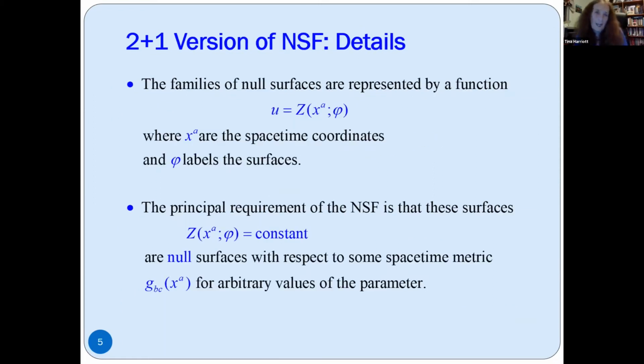So in order to understand what's involved in finding solutions in the 2+1 NSF, I'm going to give a few more details. One begins by introducing a function u equals Z that will represent the families of null surfaces. The function is of the space-time coordinates x^a and a parameter phi, which will label the surfaces. And of course, the principal requirement for those surfaces, now defined by Z equal constant, is that they are going to be null with respect to some space-time metric.